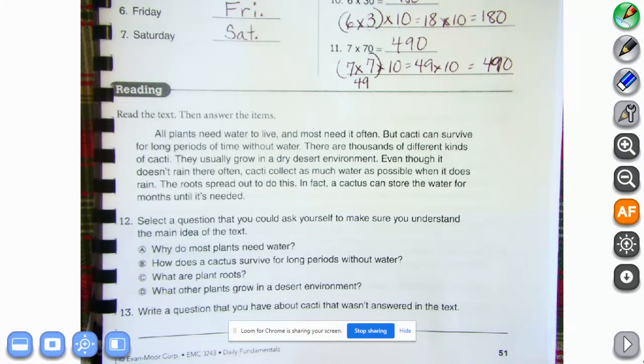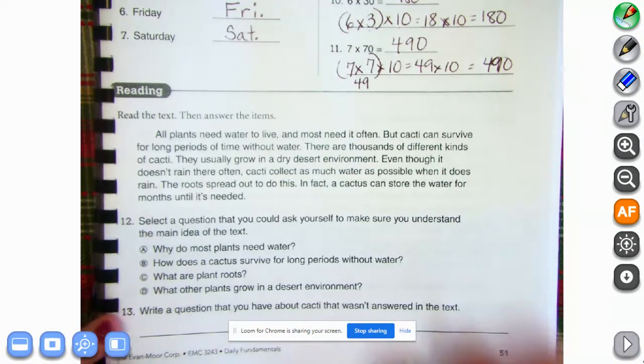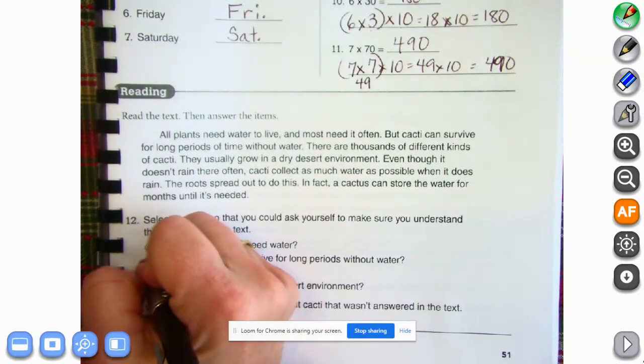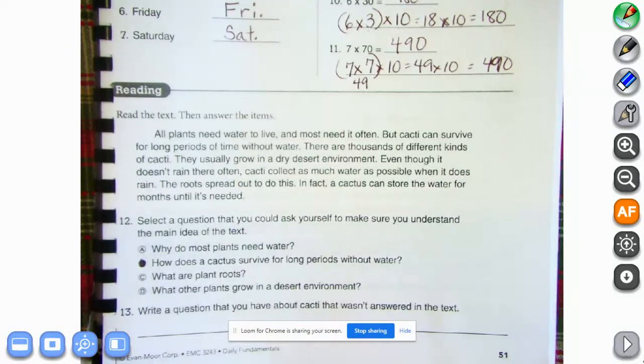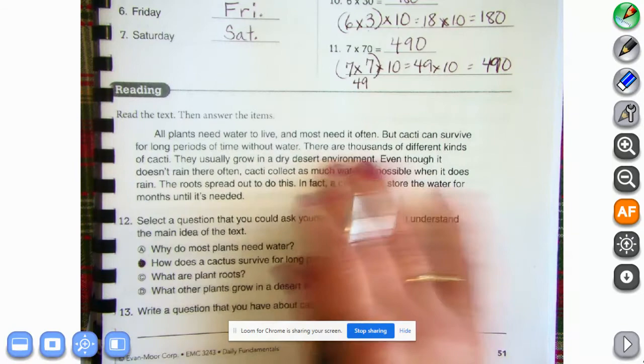So select a question that you could ask yourself to make sure you understand the main idea of the text. Is the main idea of the text, why do plants need water? Is it, how does a cactus survive for long periods without water? Is it, what are plant roots? Is it, what other plants grow in a desert environment? Which one would help you understand the main idea? I believe the question that would be most helpful is B. How does a cactus survive for long periods without water? Because it explains to us everything else about it.